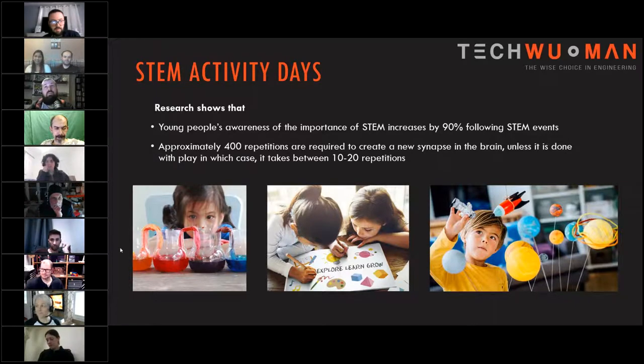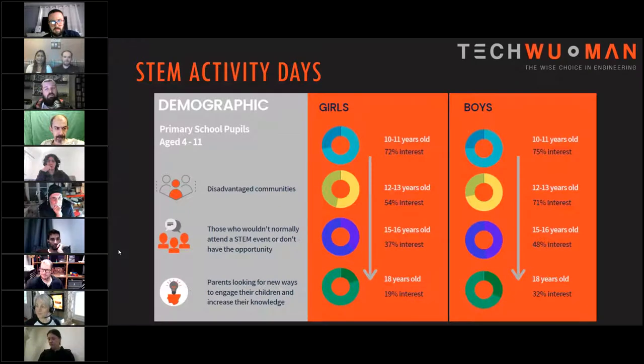So there's evidence to show that children lose interest in STEM subjects as they get older. With girls, if you look at 10 to 11 years old, they're at 72% interest, but it goes all the way down to 19% at the age of 18. And with boys from the same age ranges, it goes from 75% all the way down to 32%.